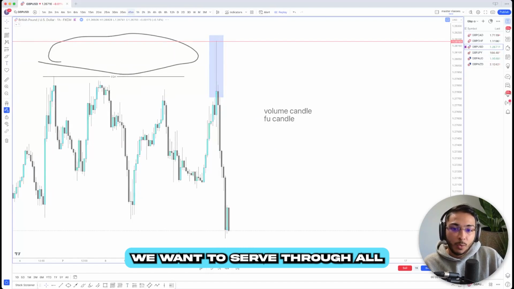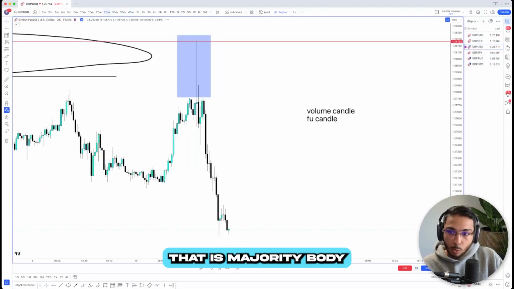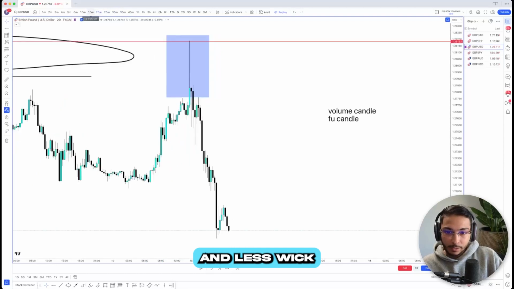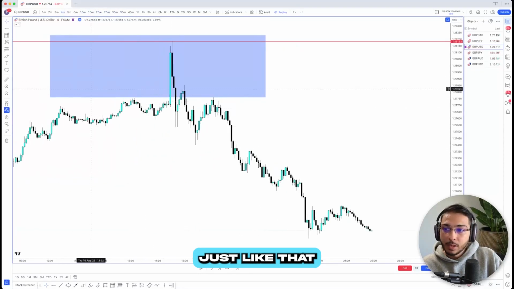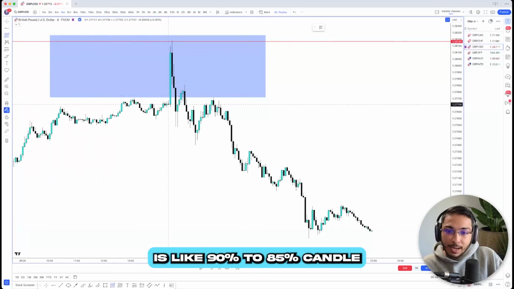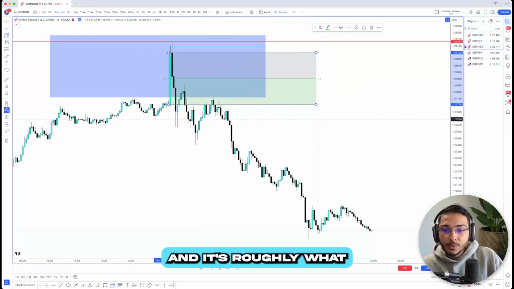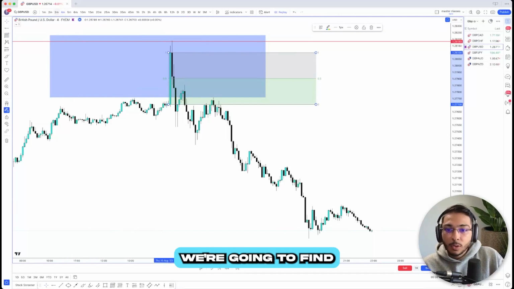We want to surf through all the different time frames until we find the candle that is majority body and less wick. So we're scrolling and then boom, just like that. What do we have here? We have a candle that I would say is like 90 to 85% candle, and it's roughly what? 10% wick? That's probably the best candle we're going to find.